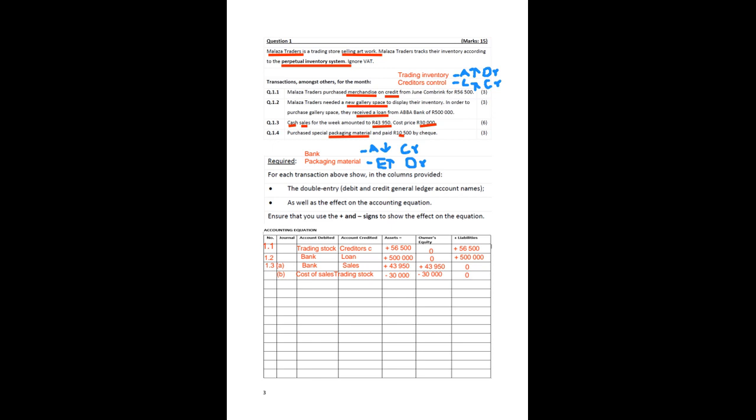Packaging materials, debit. Yeah, packaging material is going to be, this is 1.4. Let me just write it here because I've got too much space. 1.4. I'm going to debit packaging material, and I'm going to credit bank. Can you see now? This is what I'm going to do. Okay. This is because, remember, I'm controlled by what I did here on top.